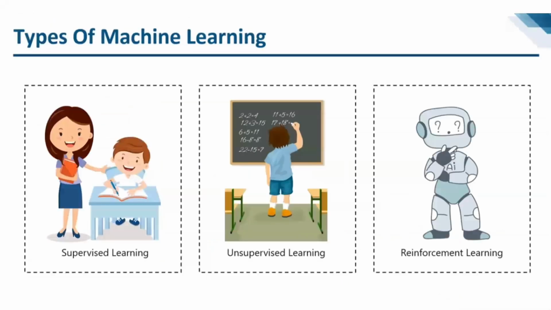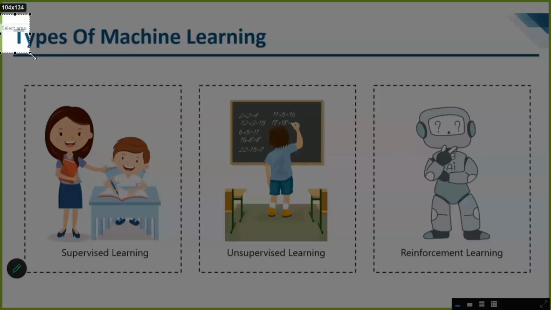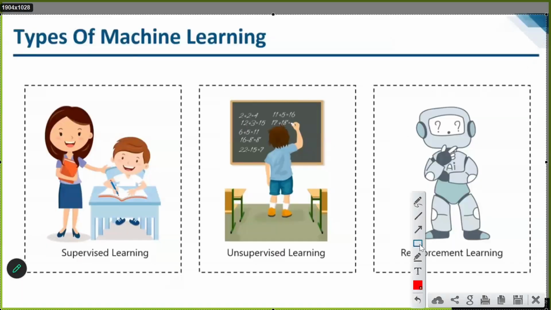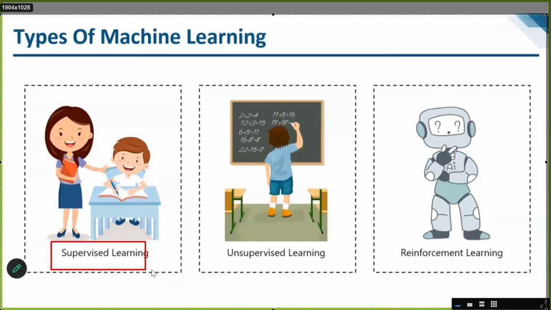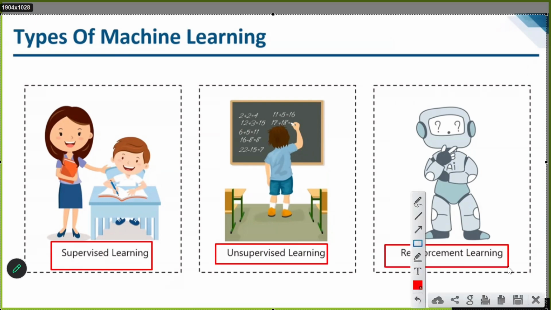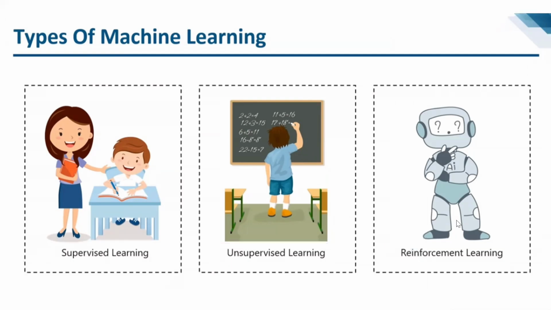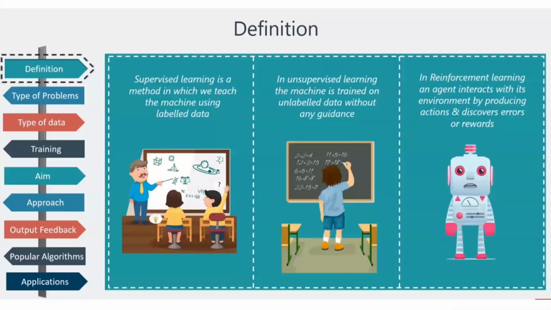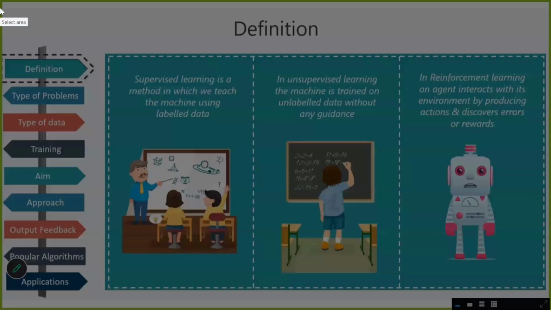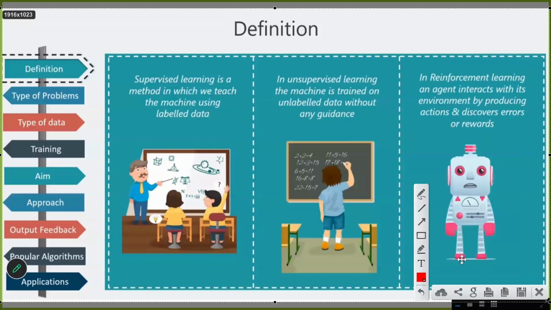And we have various types of machine learning. We have supervised learning, unsupervised learning, and reinforcement learning. These are the three broad main categories of machine learning. So what is supervised learning, what is unsupervised learning, and what is reinforcement learning?